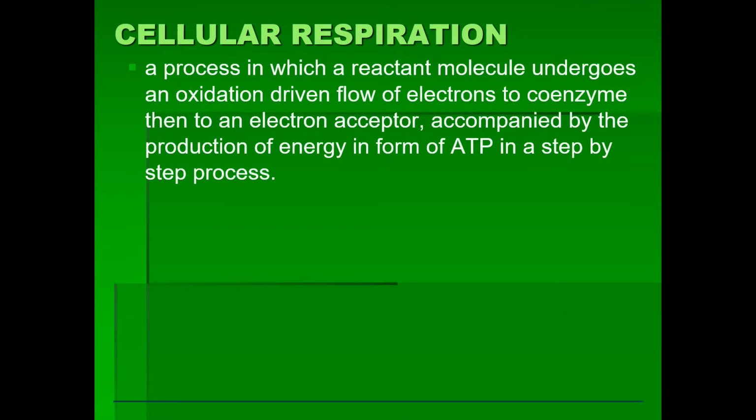Let's start discussing our lesson for today by defining the process itself, the process of cellular respiration. So class, cellular respiration is a process in which a reactant molecule undergoes an oxidation-driven flow of electrons to coenzyme, then to an electron acceptor, accompanied by the production of energy in form of ATP in a step-by-step process. So this definition class of cellular respiration is the technical definition of cellular respiration. And I highlighted some words here that we need to focus on for us to easily understand its meaning.